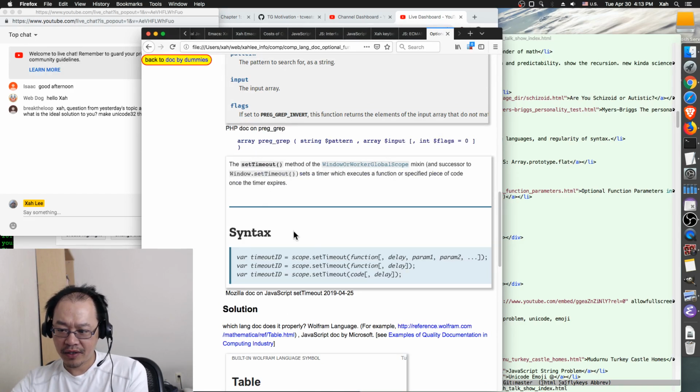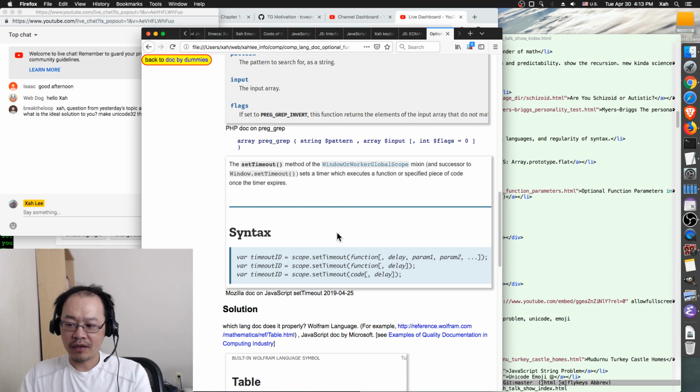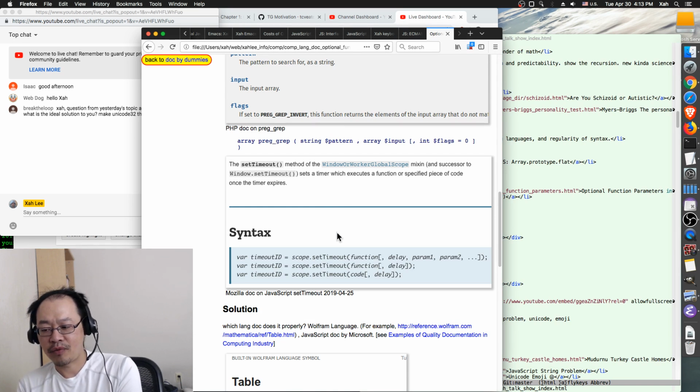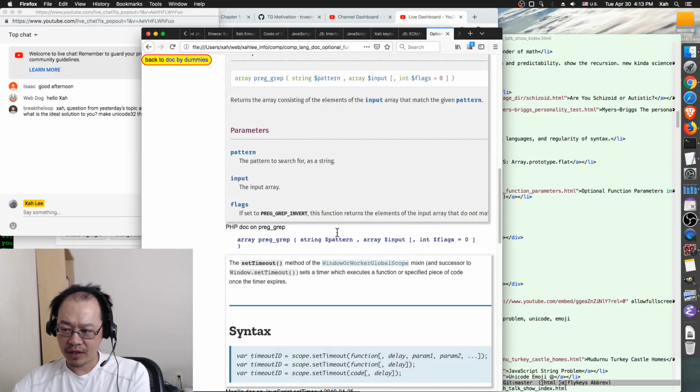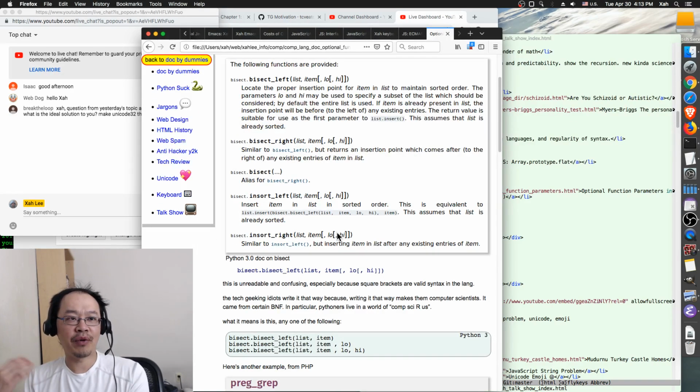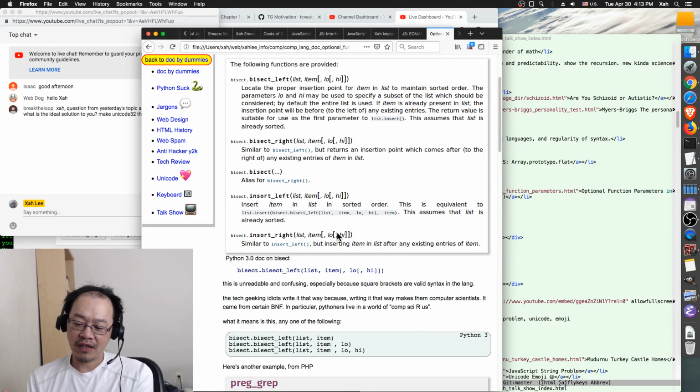And we also have another example. This example is from the JavaScript documentation on the Mozilla website, the Firefox website. So I showed several examples to indicate that this is very common. It's very common among programming communities. Almost every language has this kind of notation to indicate optional parameters.